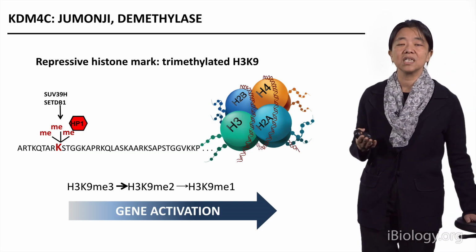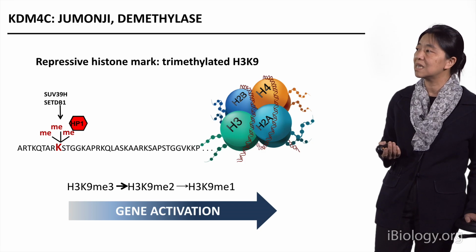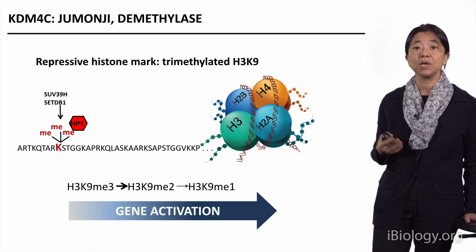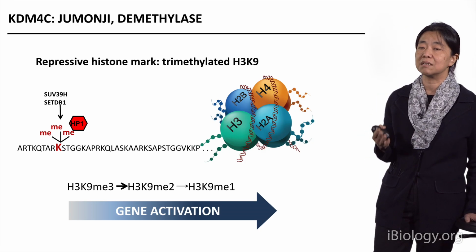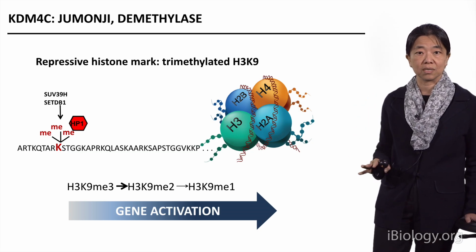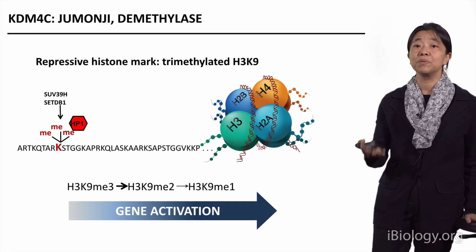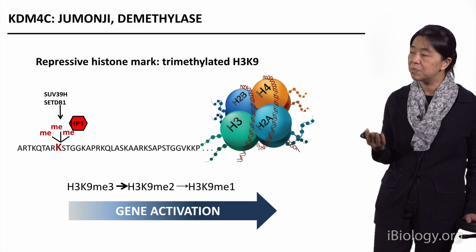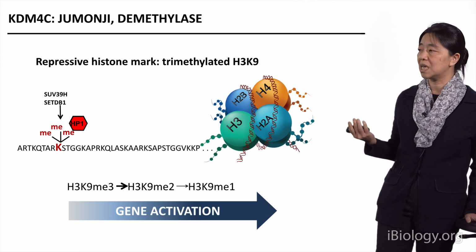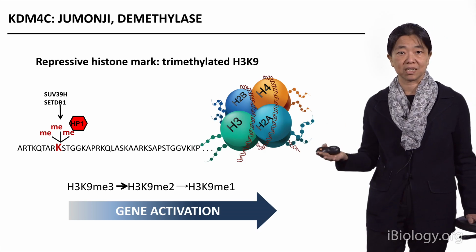Most of the time, histone marks regulate gene expression. In this case, when histone 3 has 3 methyl groups, it acts as a repressive mark. It decreases the expression level of genes. So what KDM4C does is remove methylation marks from the histones, therefore activating genes since it removed the repressive marks.